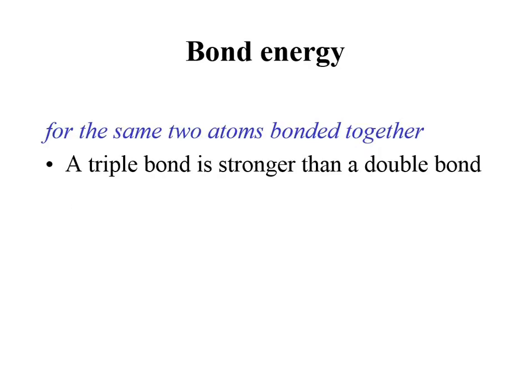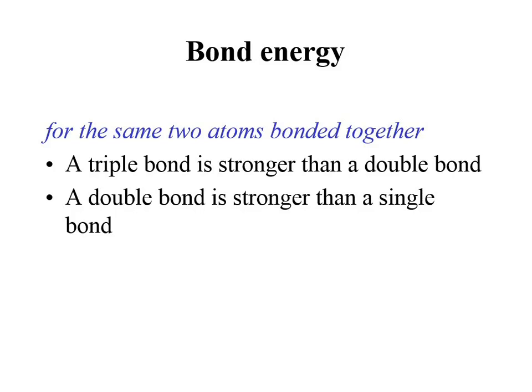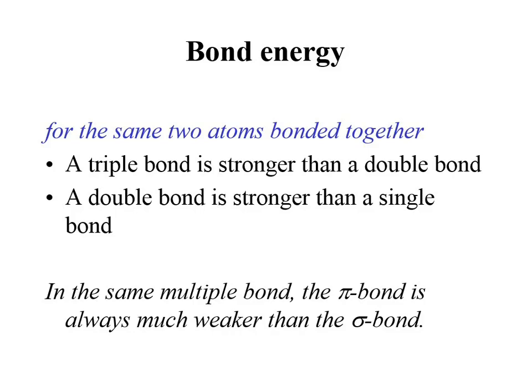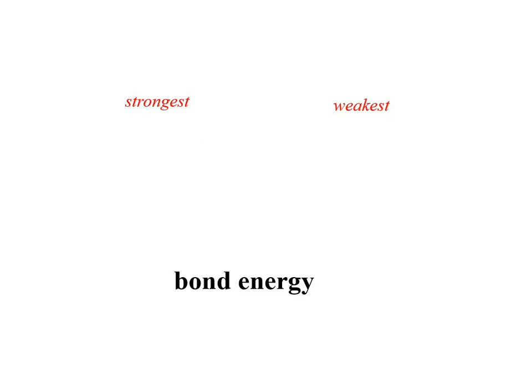Bond properties. A triple bond is the strongest of all bonds. Remember, a triple bond is 1 sigma, 2 pi. A double bond is a little weaker, and a single bond is even weaker than that. If you have a triple bond, the pi bond is the weakest. The sigma bond is stronger than the pi bond between the same 2 atoms. If you're talking about bond energy, a triple bond is stronger than a single bond.